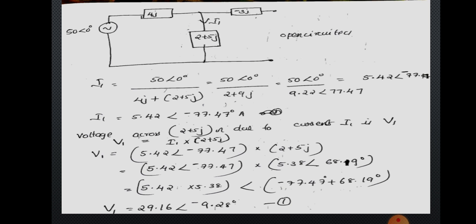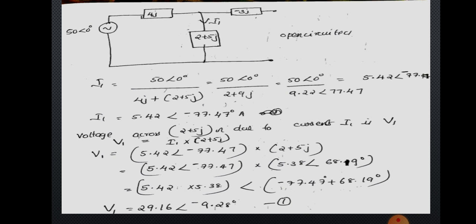So that is the current, and you are asked to find out the voltage across the 2 plus 5j ohm due to the current I1. So how can you find out the voltage across the 2 plus 5j ohm? See, you got the value of current, then you can easily calculate the voltage by using Ohm's law, which states that voltage will be equal to current into resistance. So you got the value of current as 5.42 angle minus 77.47, and it will be multiplied with the impedance value, that is 2 plus 5j.